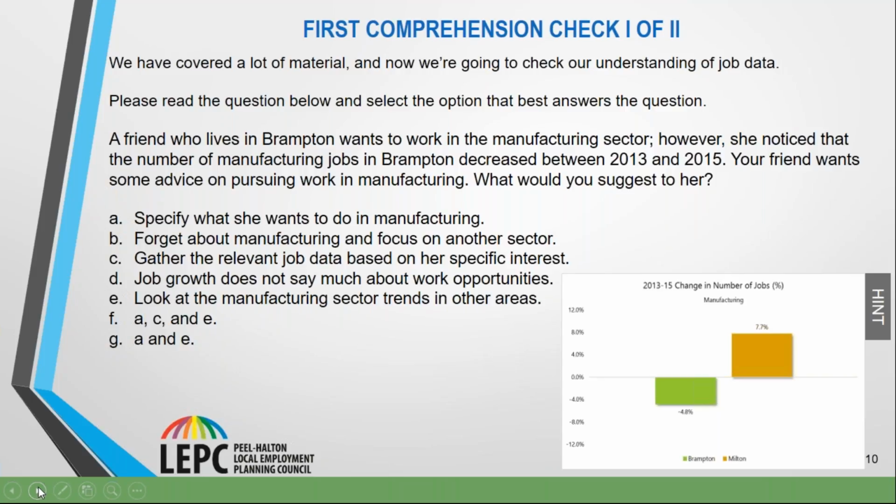A. Specify what she wants to do in manufacturing. B. Forget about manufacturing and focus on other sectors. C. Gather the relevant job data based on her specific interest. D. Job growth does not say much about work opportunities. E. Look at the manufacturing sector trends in other areas. F. A, C, and E are all correct. G. A and E are correct. You have 1 minute to answer this question, and we will go through the results after that.